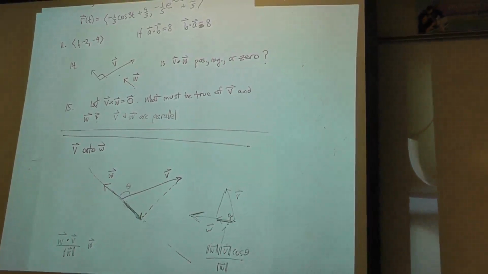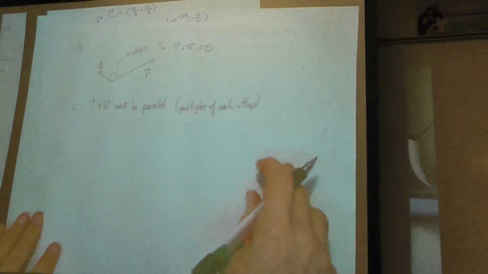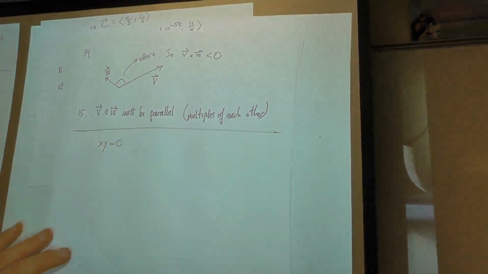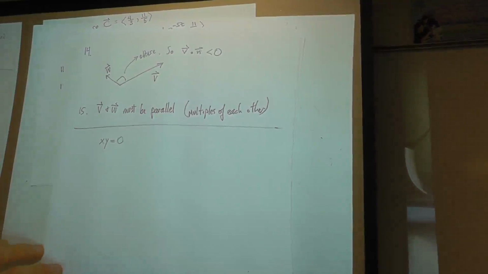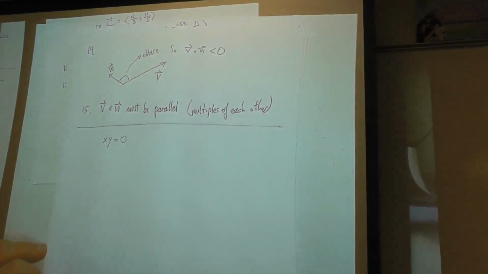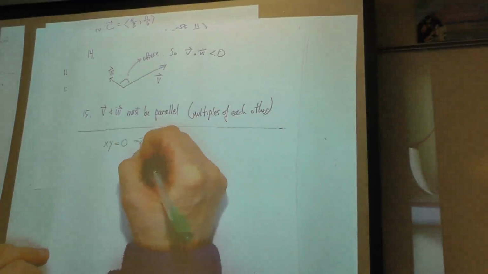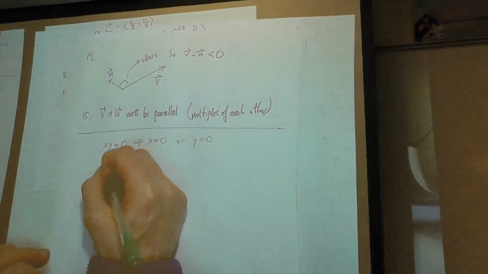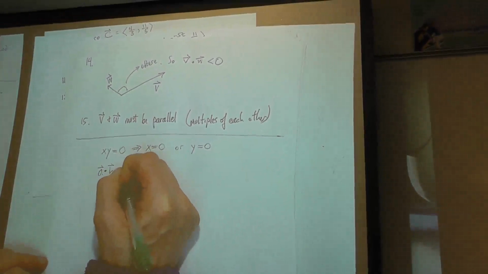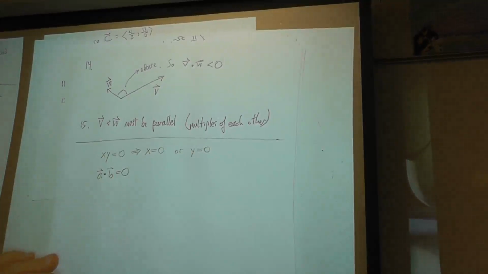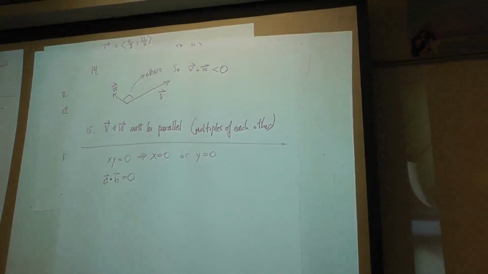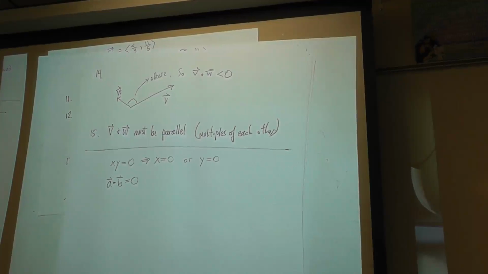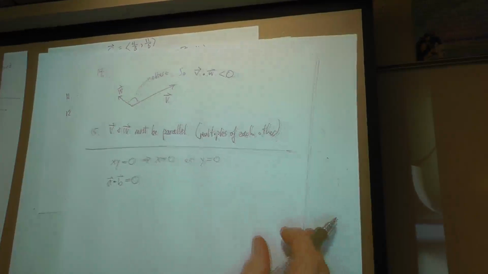The comment here is that if you were asked to solve xy equals 0, the only way two numbers multiply to give you 0 is if one of them is 0. If you have two vectors and you dot them and you get back 0, is it automatic then that A or B is the 0 vector? And the answer is no. Neither A nor B has to be the 0 vector.